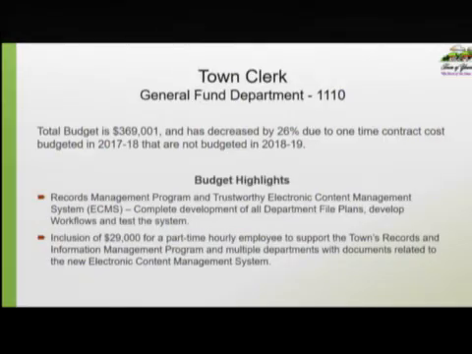Okay, next slide. The next item is the town clerk budget. The total budget has been reduced by 26% due to one-time contract costs associated with the electronic records project. The budget highlight will be continuing to implement that project, which is to complete development of all department file plans, develop workflows, and test the system. In addition, we're proposing $29,000 for a part-time hourly employee to support the town records and information management program, and also multiple departments with documents related to the new electronic content management system.